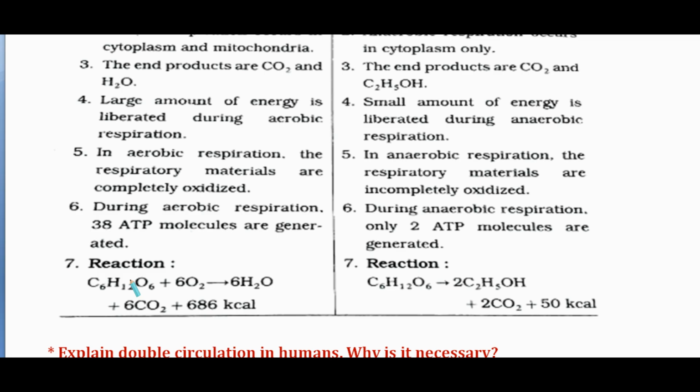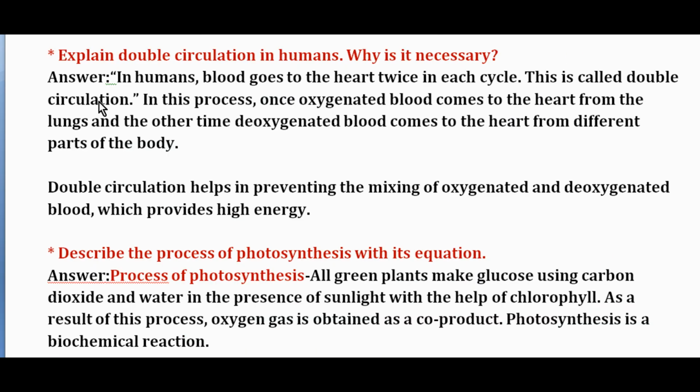This is the respiration reaction: C6H12O6 plus 6O2 gives 6H2O, 6CO2 plus 686 kilocalories or 38 ATPs. In this reaction, C6H12O6 becomes 2C2H5OH plus 2CO2 plus 50 calories. You can write the points according to marking. If the question is 4 marks, then you can write 4 differences between them.